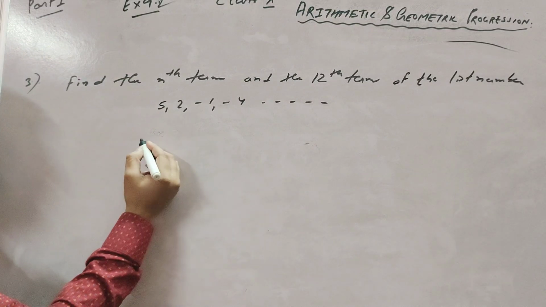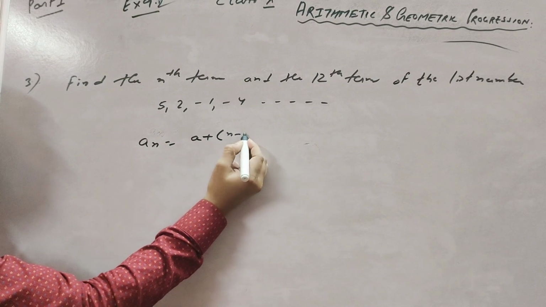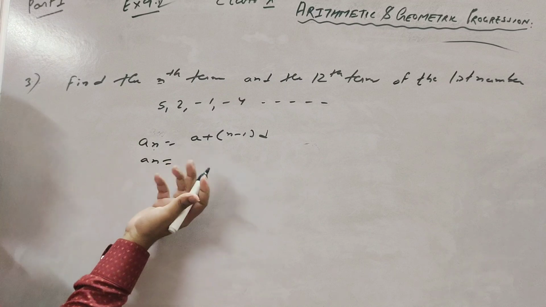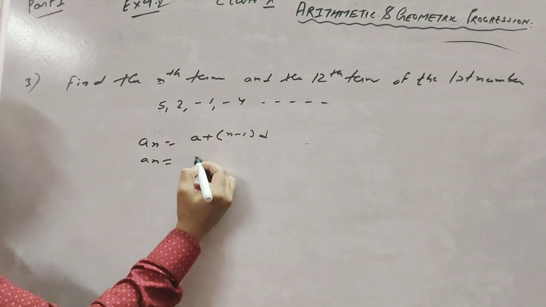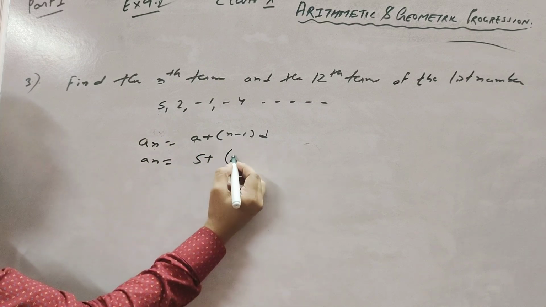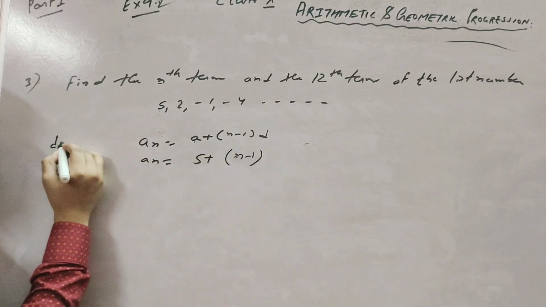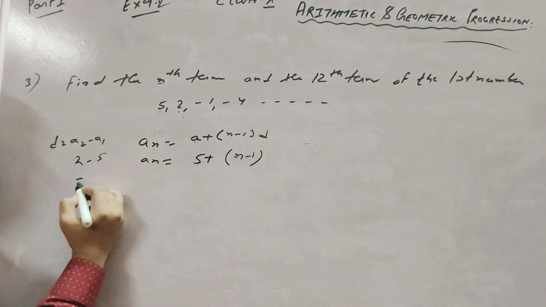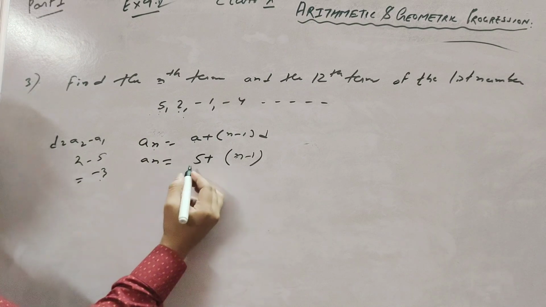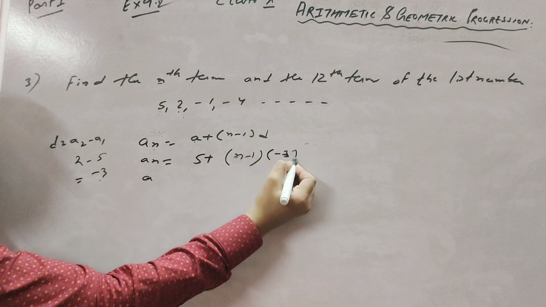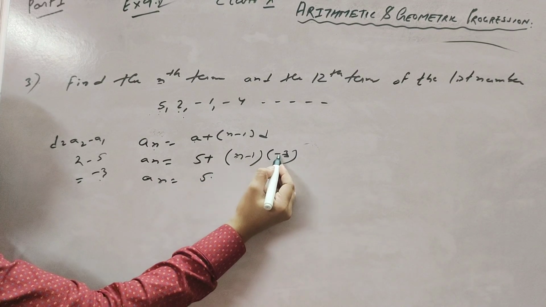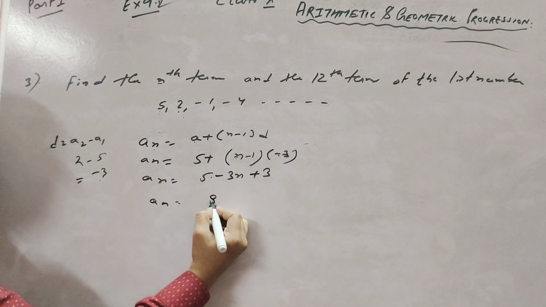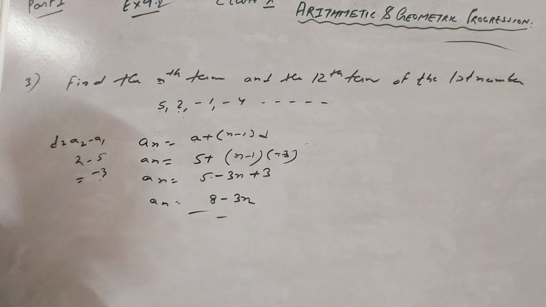The general term formula we know: an equals to a plus n minus 1 d. That means for the nth term, in place of n we write down again n because n is not mentioned. So a is 5 because we know that a is first term. D means difference. So difference means a2 minus a1. You see 2 minus 5 that is minus 3. So d is minus 3. So an equals to 5 minus 3 into n minus 1, that is minus 3n, minus minus plus is 3. So an equals to 8 minus 3n. This is your an formula.